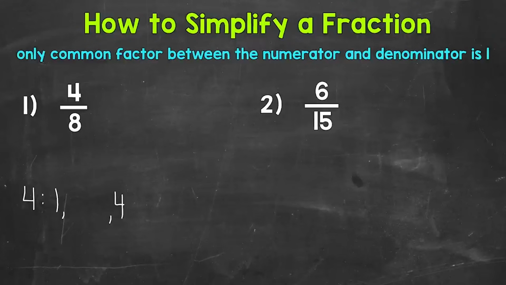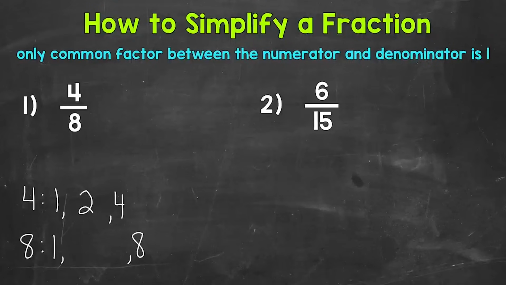So let's think if there are any other factors. Well, we know 2 times 2 equals 4, or we can think of it as 2 goes into 4. So 2 is a factor. And those are all of the factors of 4: 1, 2, and 4. Now let's list our factors of 8. So we can start with 1 and then 8. I'll leave a gap in there so we can fill in any other factors.